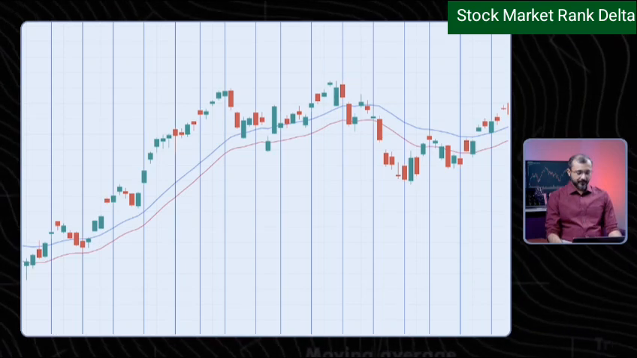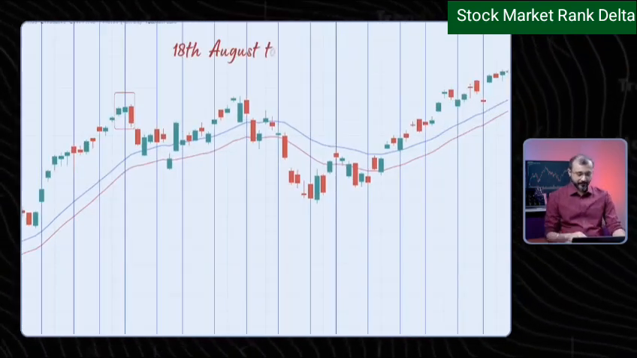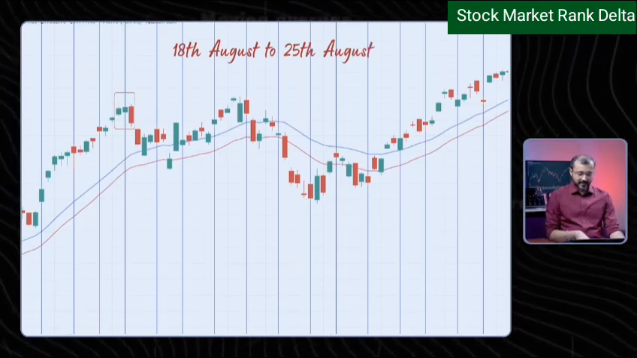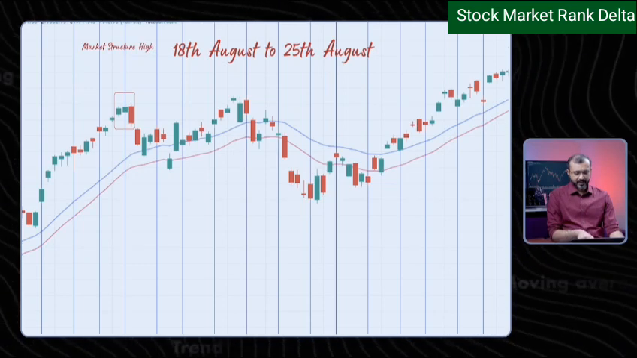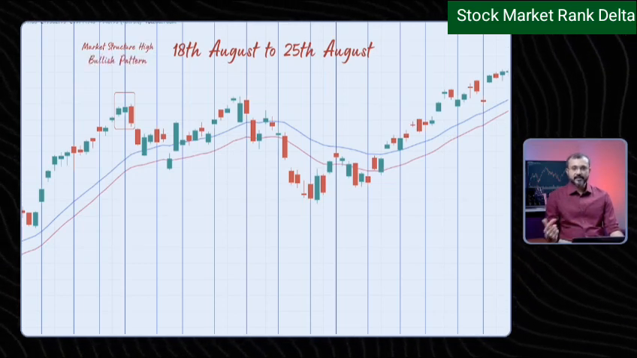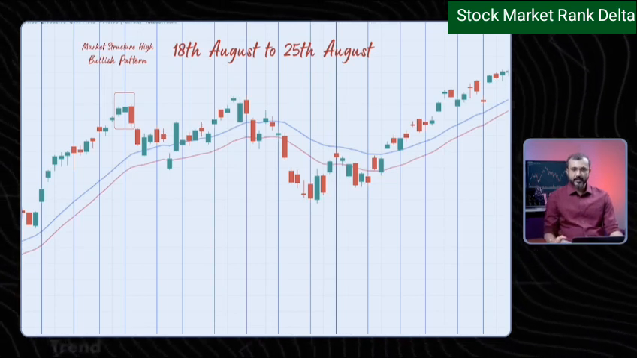Now in week 34, so it's the 34th expiry, starting from 18th of August to 25th of August. If we see, we have a market structure high getting formed, trend is bullish, price is trading above moving average, and a market structure high got formed, so our view is bearish.